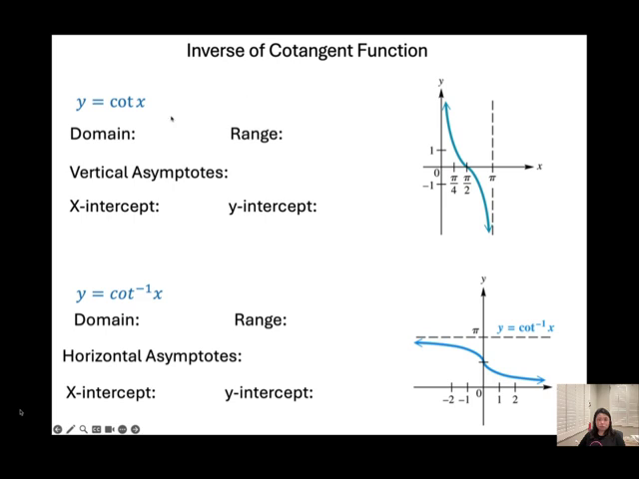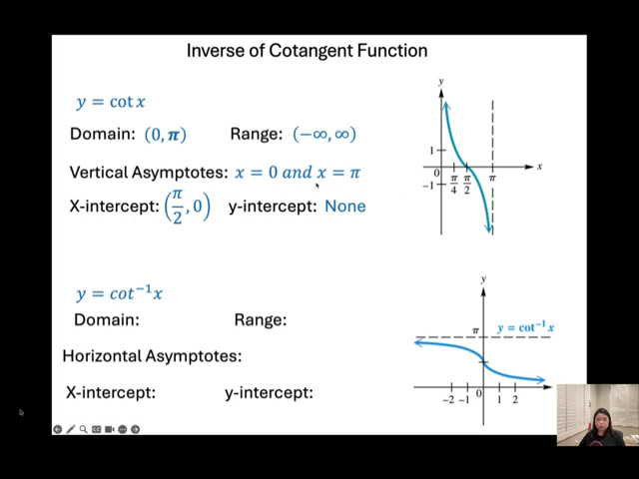Okay, let's check the work. For the domain, I restrict the domain from 0 to pi. Okay, make sure you use the parenthesis instead of the bracket. And then the range, that will be from negative infinity to positive infinity. Vertical asymptote, we do have x equal to 0 and x equal to pi. X-intercept, that will be pi over 2. And then we don't have y-intercept.